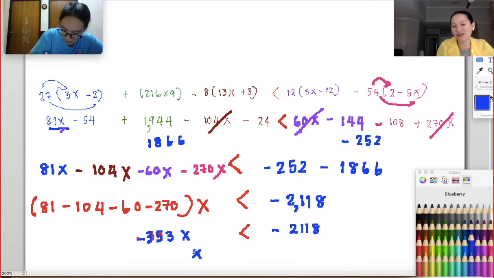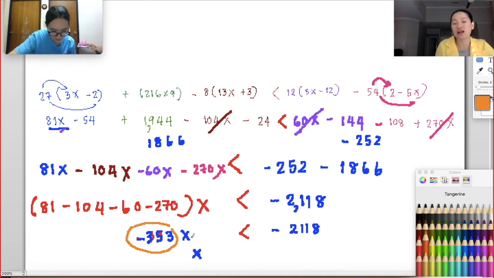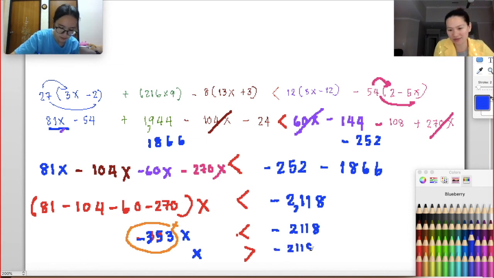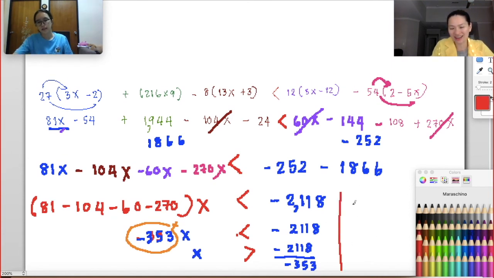on x, because this one is a negative number that multiplies with x, because it's multiplied with the variable. So when it's moved to the other side, the symbol has to change from less than to greater than. Yeah, you remember that one? Jasmine, you remember that one? Negative 353, and when you use the calculator, you get x is greater than 6.